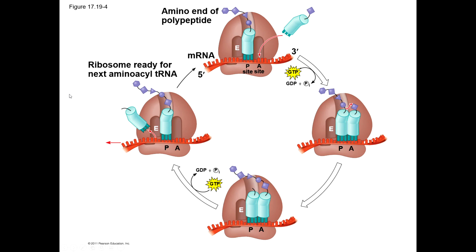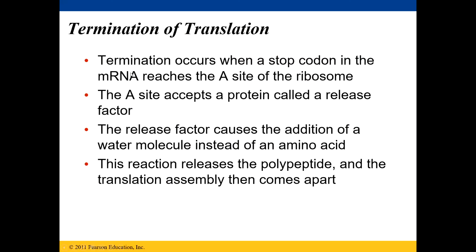So the E site moves out. That opens up the A site. The new one comes in. The one on the P moves to the E, and so forth. It just continues as you saw in that animation. And the polypeptide chain moves along until it reaches that termination point.